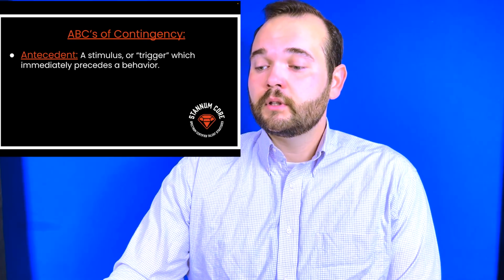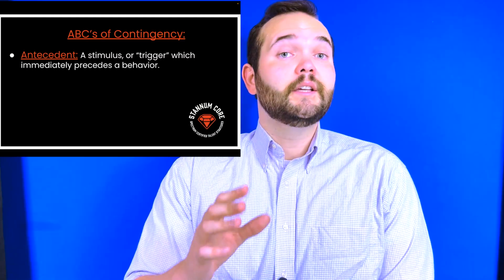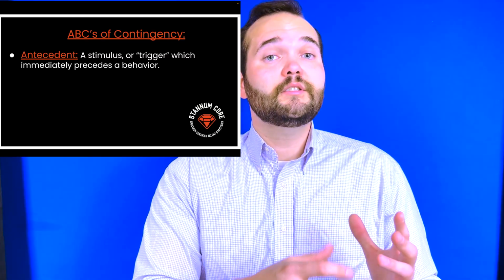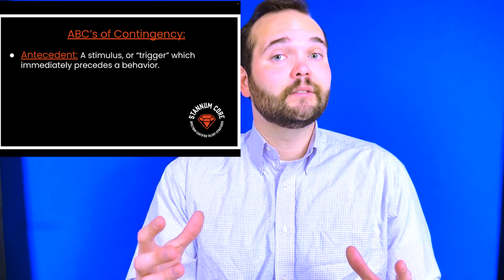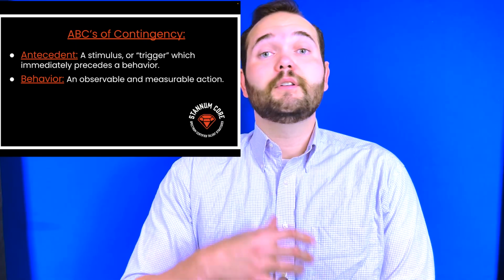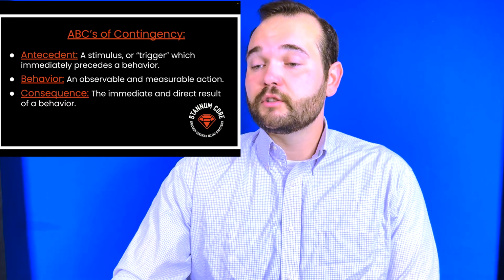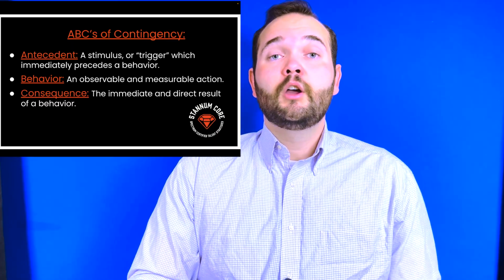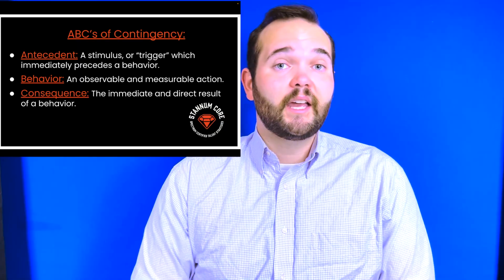But to start, let's set some terms. A is for antecedent. The antecedent is a stimulus or trigger which provokes a behavior to happen. Then we have the behavior, which is that expressed action which has been triggered by the antecedent, and then finally the consequence or the immediate effect or direct result of that behavior.